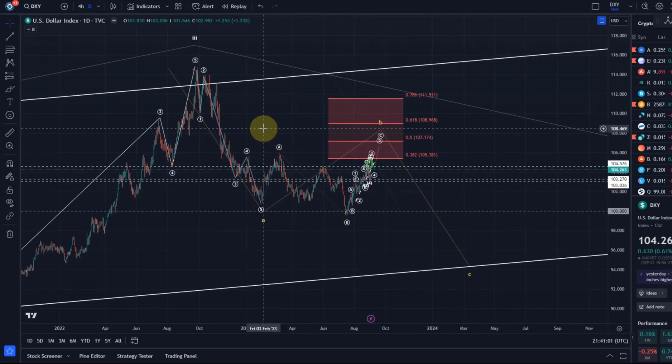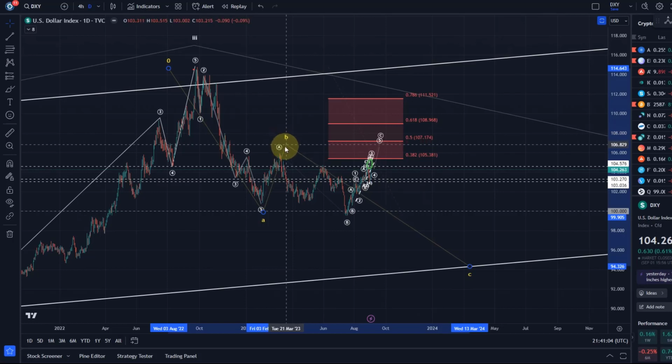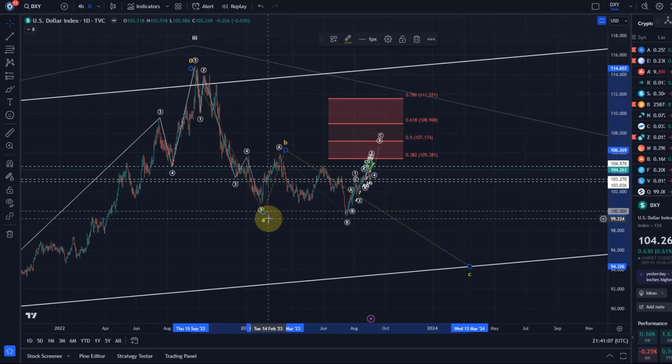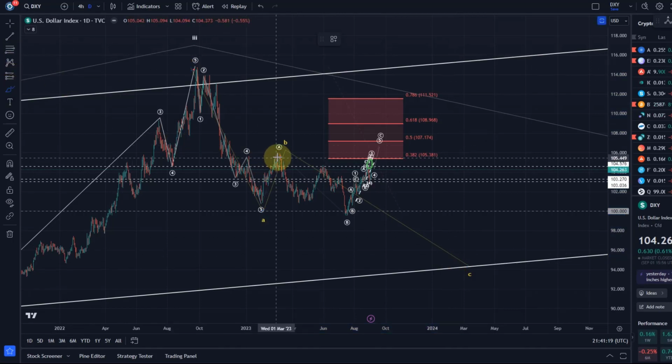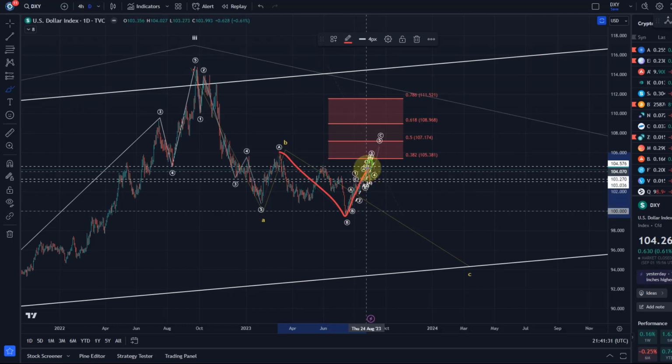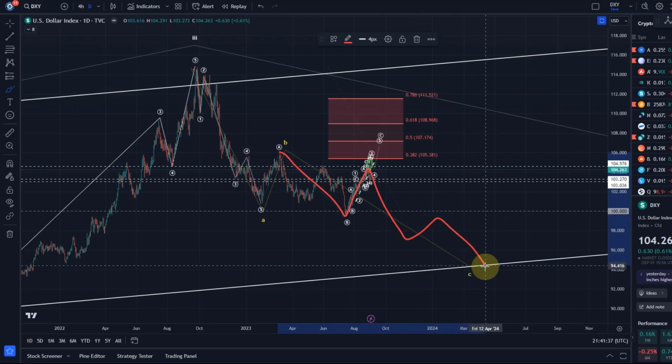The first view is that the B wave topped already here, so that we came down in an A wave, we rallied in a B wave, and we're now coming down in a C wave. However, that would have to be an ending diagonal, counted as follows: off the B wave top, which in this wave count was on the 9th of March, we have to count a wave 1 to the downside, a wave 2 to the upside, a wave 3 to the downside, a wave 4 to the upside, a wave 5 to the downside. I don't like the look of this count, but it's absolutely a possibility.